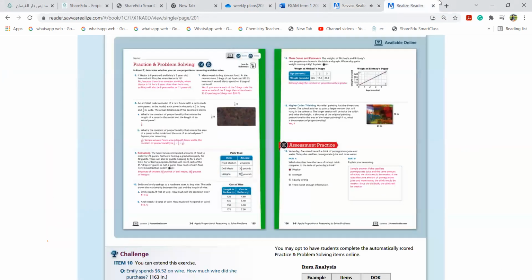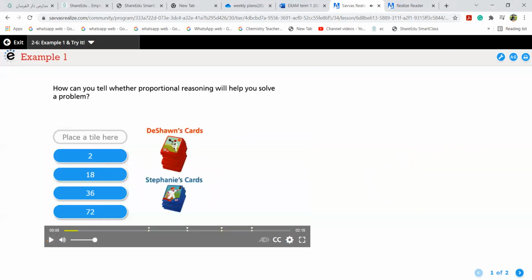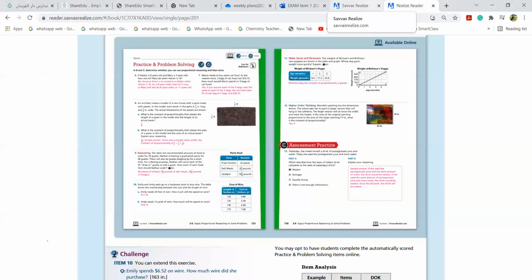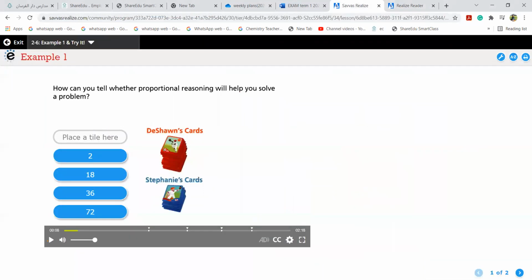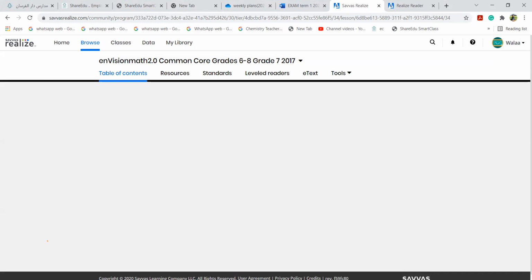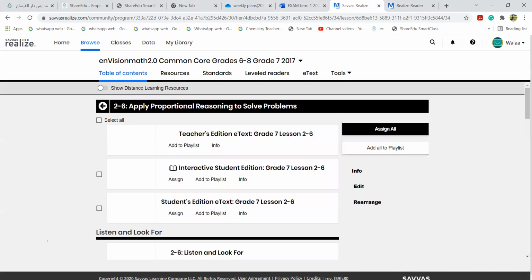How can you tell whether proportional reasoning will help? Did you understand, girls, this question? Yes? With this, you will have a clear idea how to do these types of questions. Now let us go to the first question, that is page number. I'm opening the interactive so that it's very clear for you.